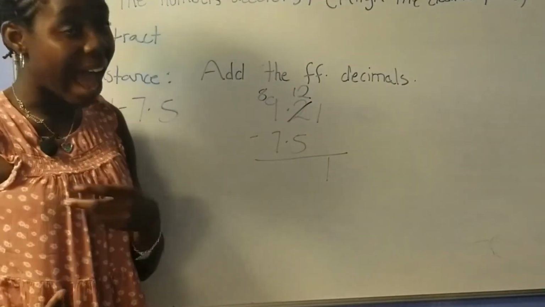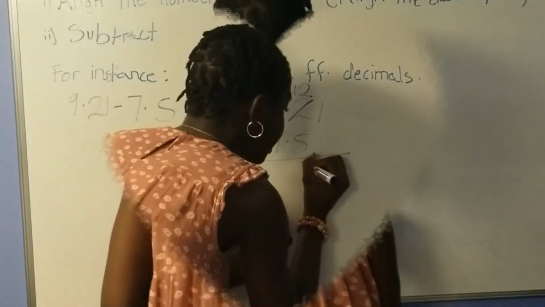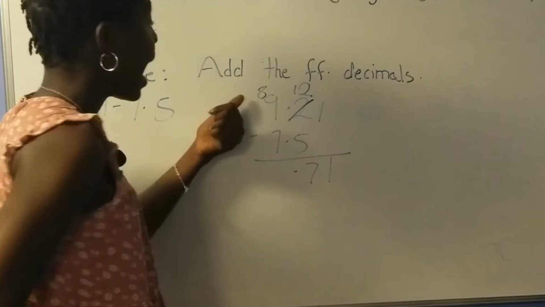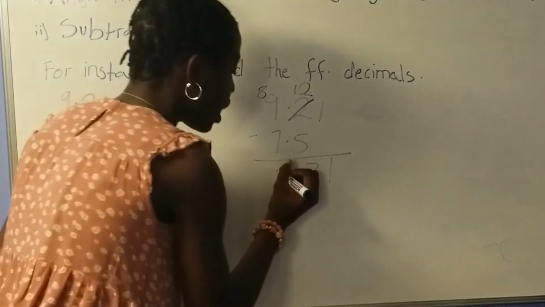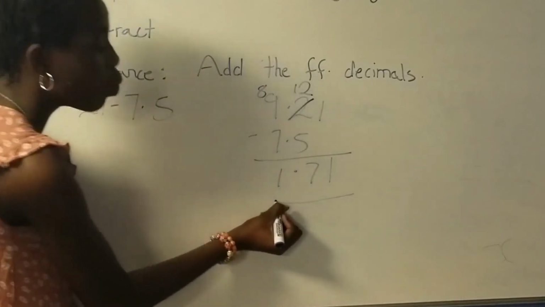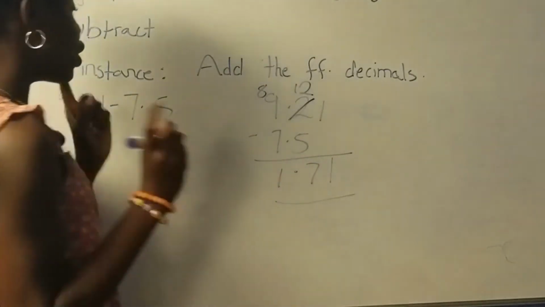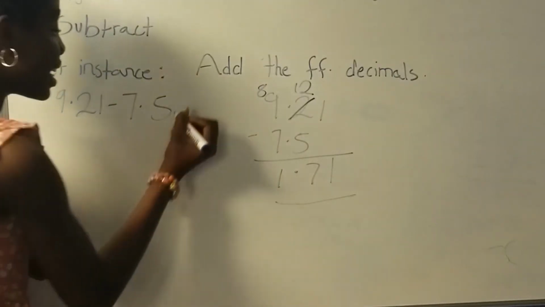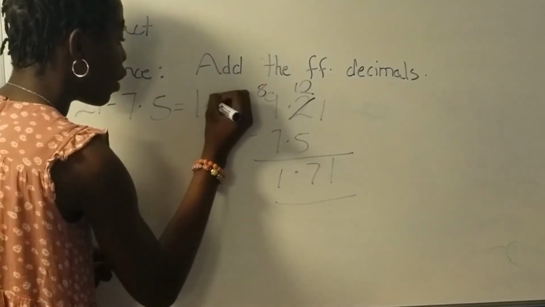12 minus 5 equals 7. We bring our decimal point down. 8 minus 7 gives us 1. So now our final answer is 1.71. Therefore, 9.21 minus 7.5 is equal to 1.71.